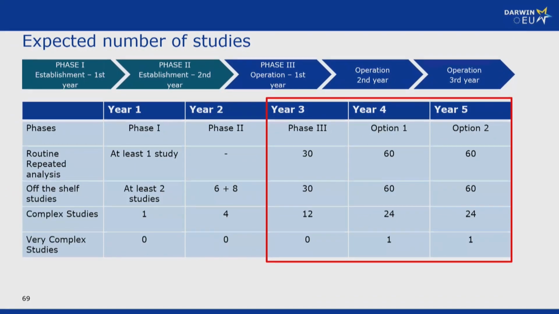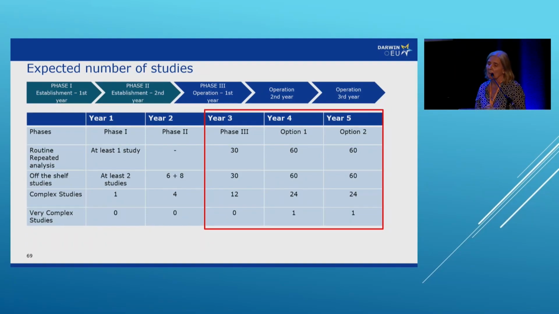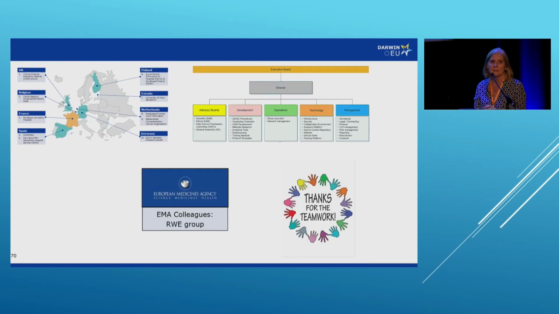As I said, it's important to think about the next phases where we are going to increase the number of studies. For instance, for next year, we are planning to do more than 70 studies, and the number of studies is going to increase in year 4 and year 5. And in order to do that, it's important to be organized as much as possible.